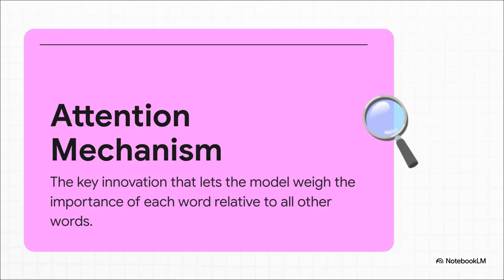And here it is, the absolute secret sauce, the attention mechanism. This is the breakthrough that makes transformers so ridiculously powerful. Think of it like a spotlight. For any single word it's looking at, the model can shine a spotlight across the rest of the sentence and figure out which other words are most important for understanding its meaning.